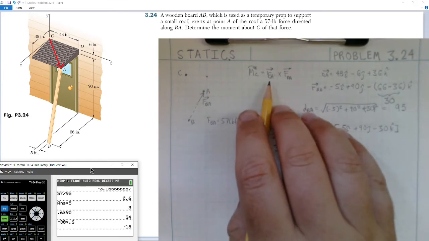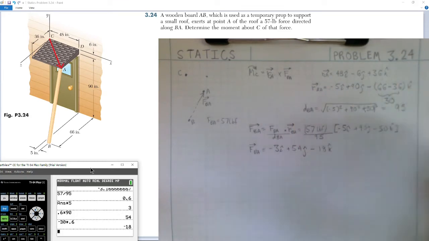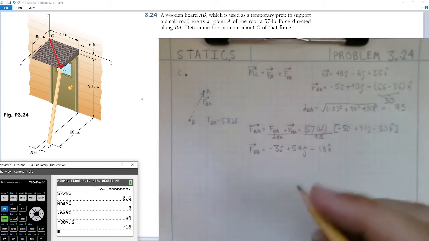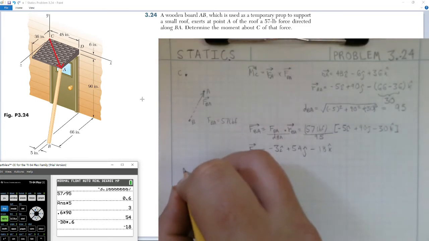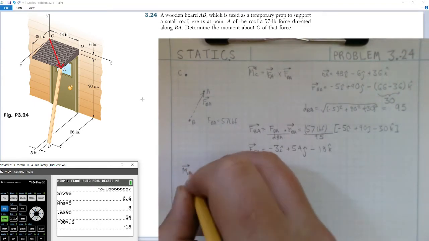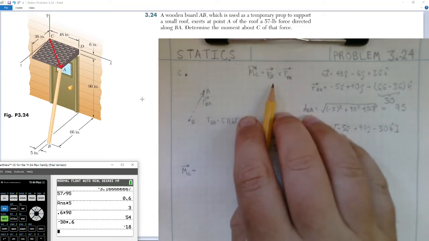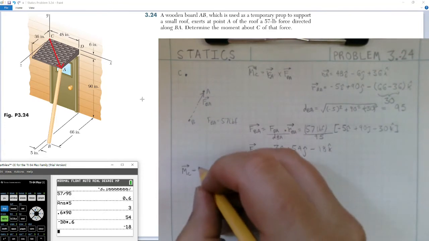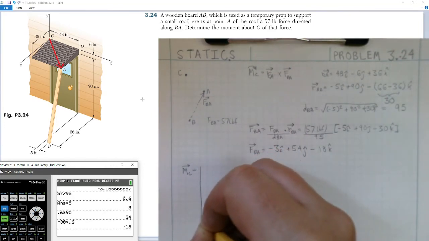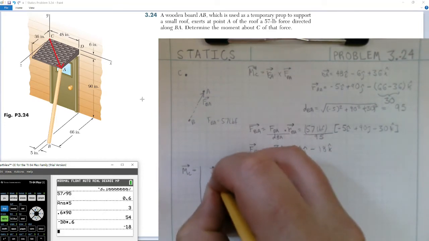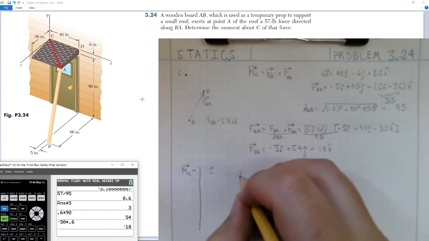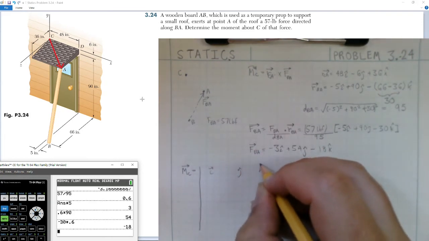We have our position vector r from c to a. On the diagram, notice we have force acting on the board, position vector going from the origin at c to point A. We can now do the cross product by working out our determinant matrix. So we have moment c about c is equal to this cross product, which we know we can also write as the determinant of a 3x3 matrix, the i hat component, j hat component, and k hat component.